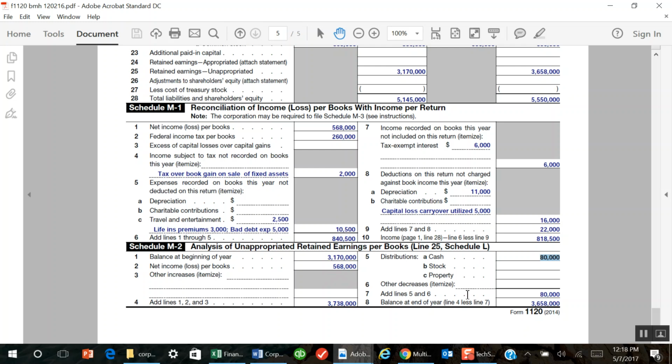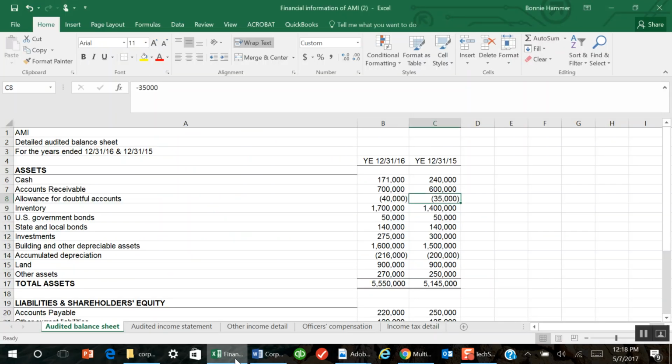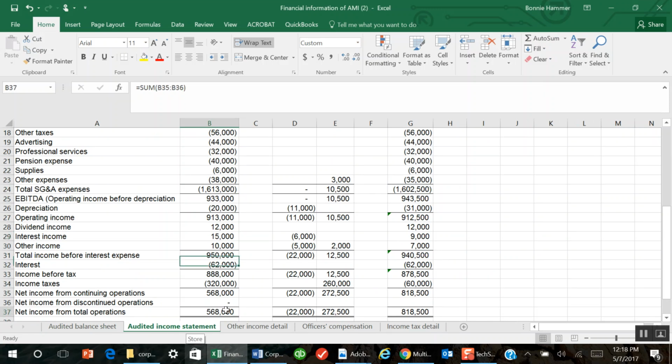3,170,000 minus nothing, minus 0, should have been 3,170,000, but it's not. You put 3,658,000 as your ending. So you should have known, oh, something's wrong. What goes in the middle? Then you would have seen, oh yeah, that's right, net income per books. Well, that's easy. That's 568,000. Where did I get that from? Right there, net income per books, right?